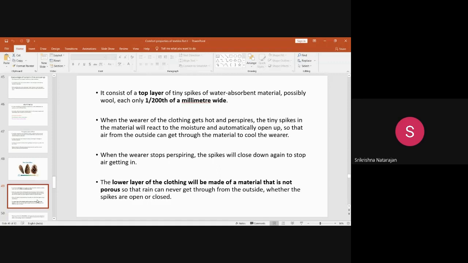So the first layer is a porous material, which is made up of a wool that contains tiny spikes, each of around say 100, 1 by 200 of a millimeter wide. And the lower layer of the clothing is made up of a material that is not porous. So here, the fabric will be both waterproof as well as comfortable, in the sense it can easily allow the water vapor, that is the sweat vapor, to pass through. So it is both water repellent as well as having very good moisture vapor transmission. So that is the understanding.